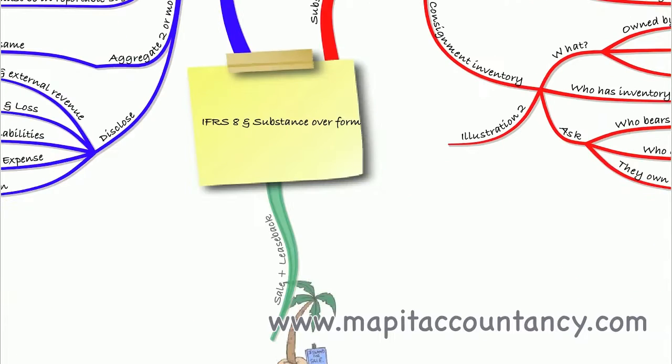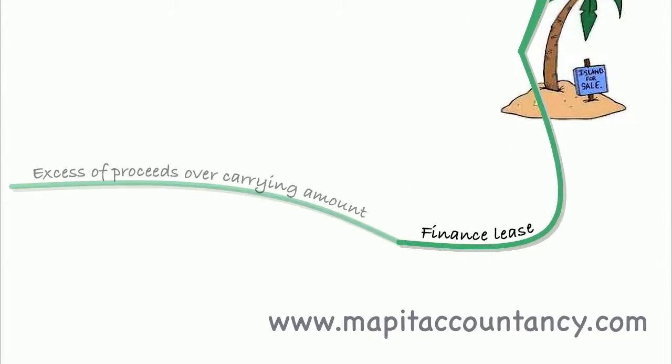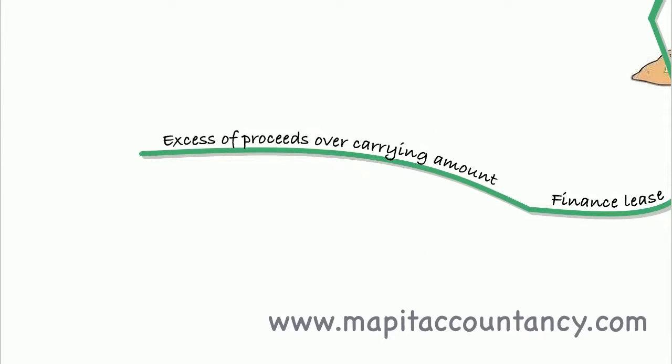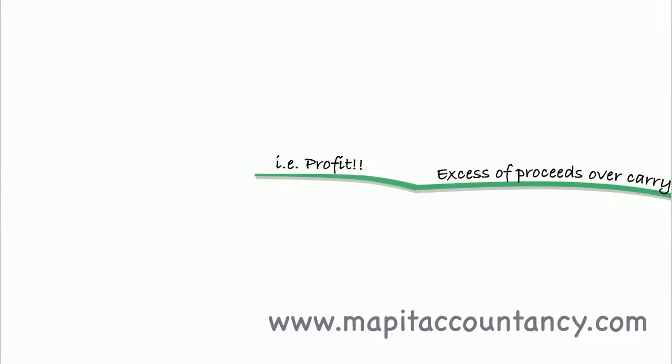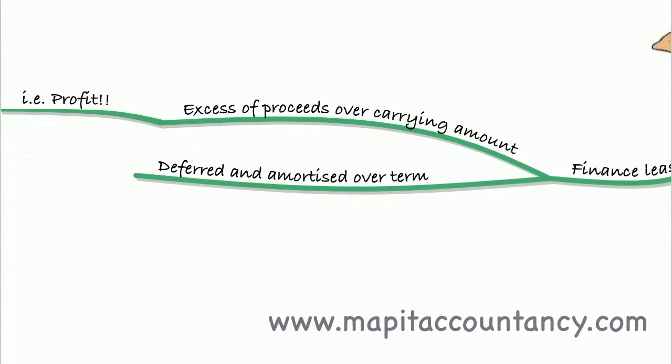We also then looked at sale and leaseback transactions. So this is where a business sells an asset and then leases it back. Particularly on a finance lease, first of all, the excess of the proceeds over the carrying amount, i.e. the amount you sold it for over the carrying amount, the profit. What do we need to do with that? Well, we defer it and amortise it over the term. So we put it in as deferred income and we release it over the term of the lease.